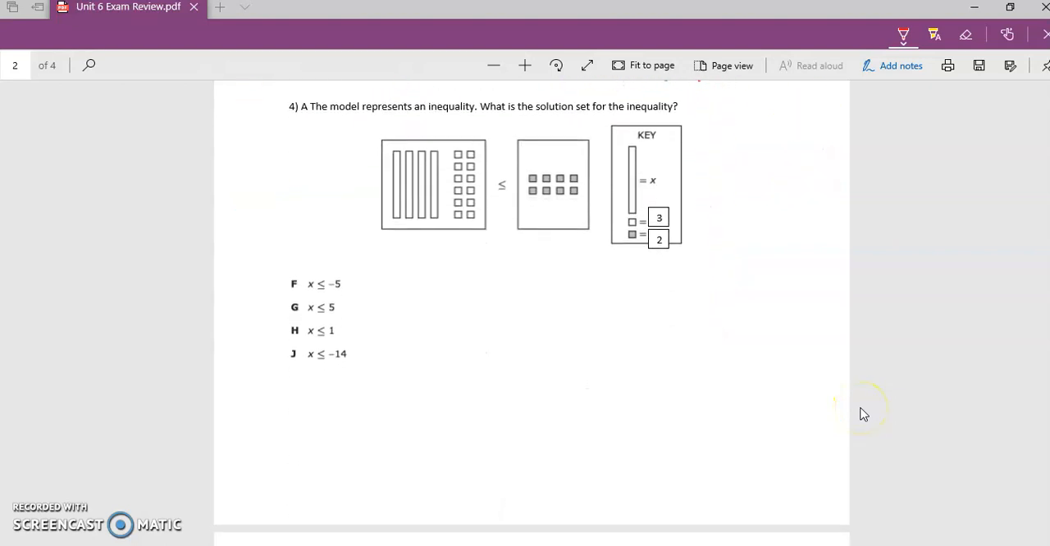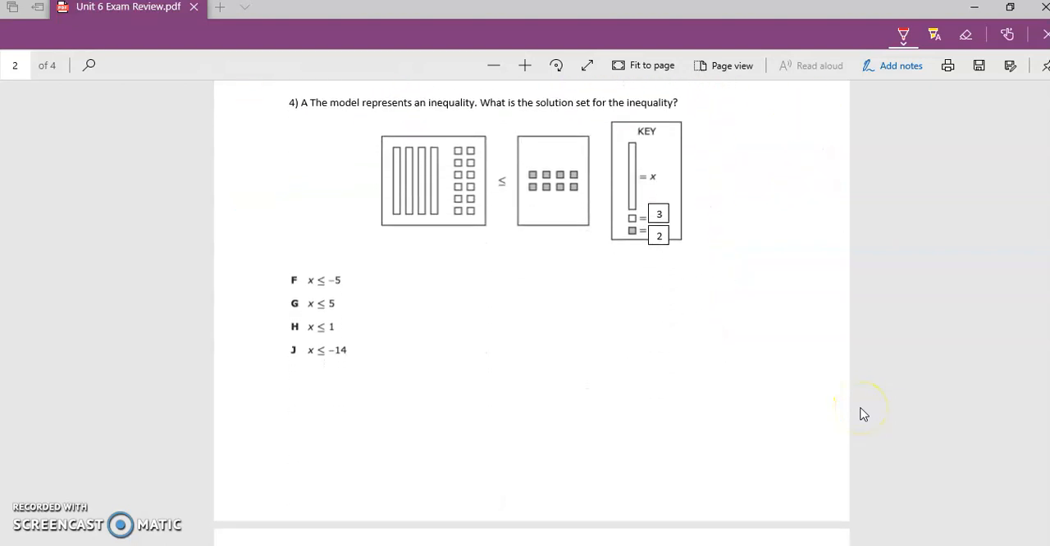Okay guys, so moving on to number 4, it says the model represents an inequality. What is the solution set for the inequality? So they're telling us there's like 4 little bars, 12 little skinny blocks, and then less than, and then 8 little shaded in blocks. For every long bar, it's supposed to be an X. So this would be like X.